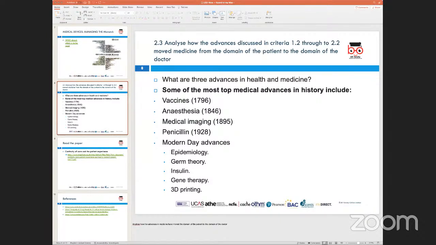And this particular model was then accepted. It was proposed by George Engel, and later on it was accepted by the wider fraternity. Now, this particular model put emphasis on the importance of not only recognizing the biological aspects of a patient's condition, but also looking at psychological and social factors when we look at providing care.